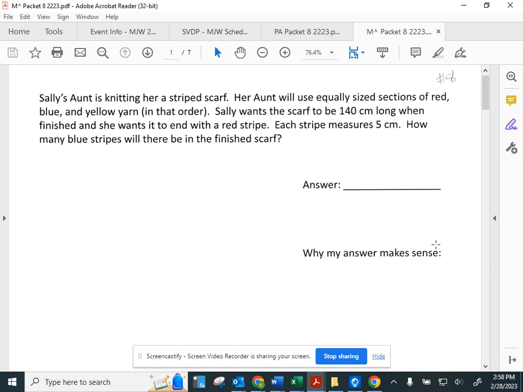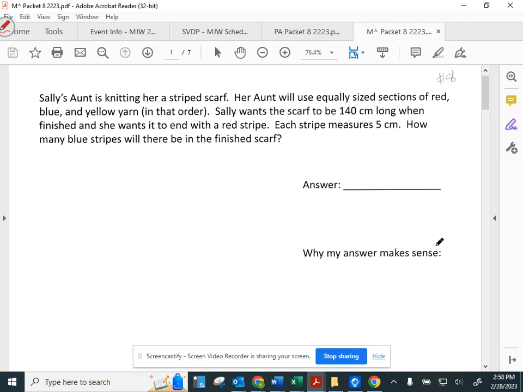So our first page of packet 8 is: Sally's aunt is knitting her a striped scarf. Her aunt will use equally sized sections of red, blue, and yellow yarn in that order. Sally wants the scarf to be 140 centimeters long when she finishes, and she wants it to end with a red stripe. Each stripe measures 5 centimeters. How many blue stripes will there be in the finished scarf?